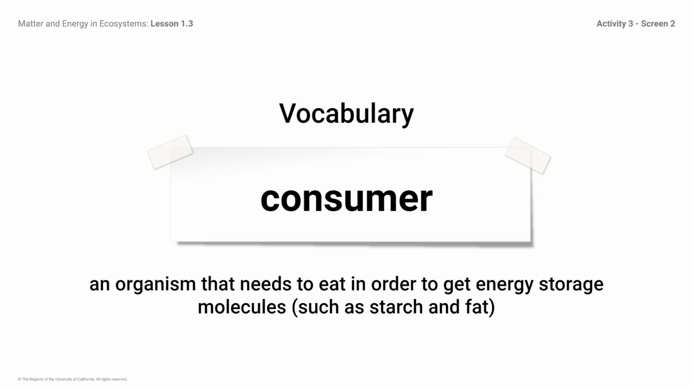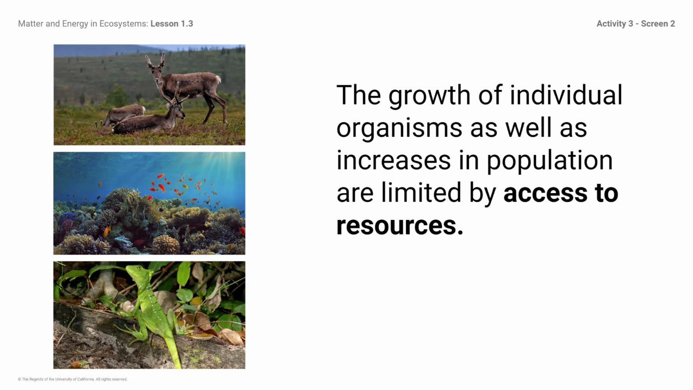Producers and consumers are two different parts of the biotic matter in an ecosystem. Although they get energy storage molecules in different ways, both producers and consumers need them to live. The growth of individual organisms as well as increases in population are limited by access to resources. The amount of resources an organism has access to can limit how much it can grow.